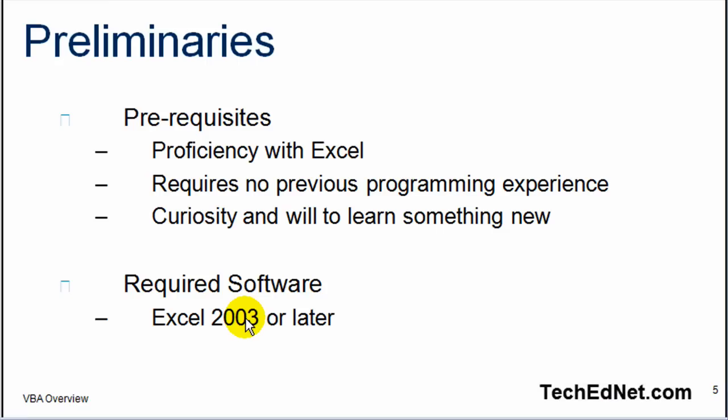Before we talk about VBA programming, let's go over some preliminaries. So what background do you need to learn VBA? Well, to begin with, you need to be proficient with Excel, but my course does not require any previous programming experience. I am actually going to be teaching you how to program. The biggest thing you need is the curiosity and the will to learn something new, and I'm sure you all have it. You of course need Excel 2003 or a later edition of the software.